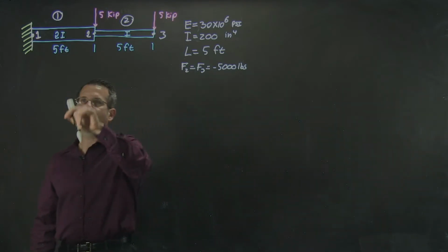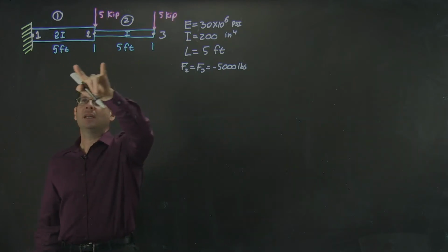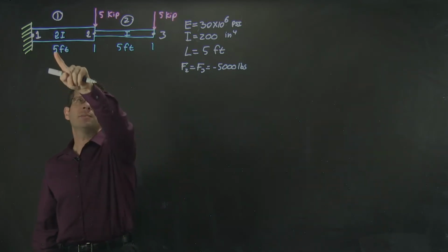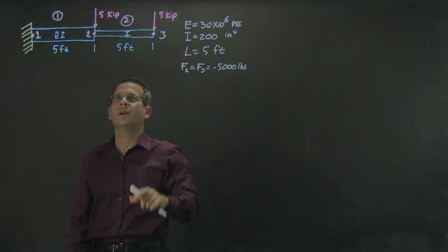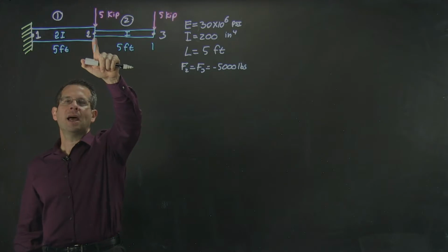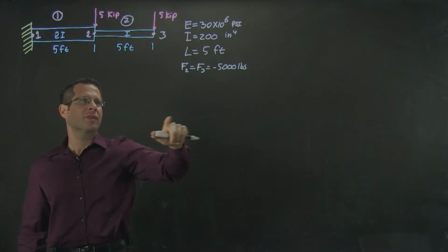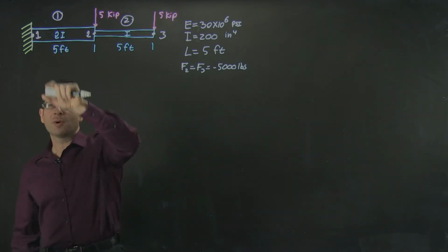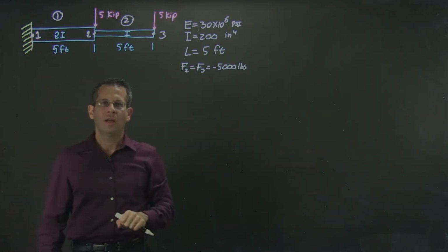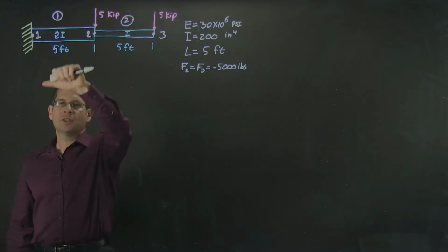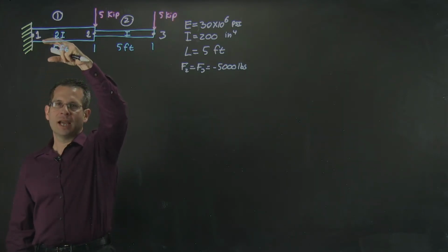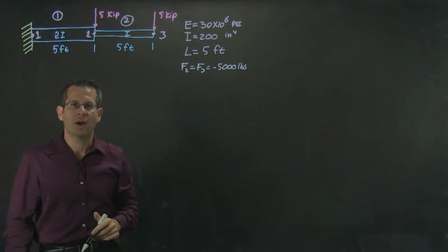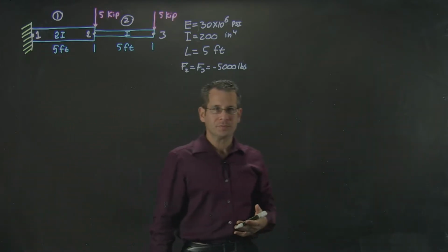In this particular problem, each element is 5 feet long, so L equals 5 feet. Young's modulus is constant throughout the problem. There are forces applied at node number 2 and node number 3 of negative 5,000 pounds each. At node number 1, we are attached to a wall. We are attached as a wall mount, so not only can I not move in the y direction, I cannot bend as well. Therefore, V1 and Phi1 are both expected to be 0.